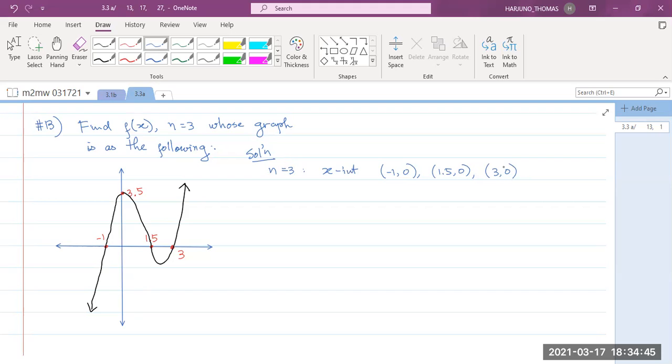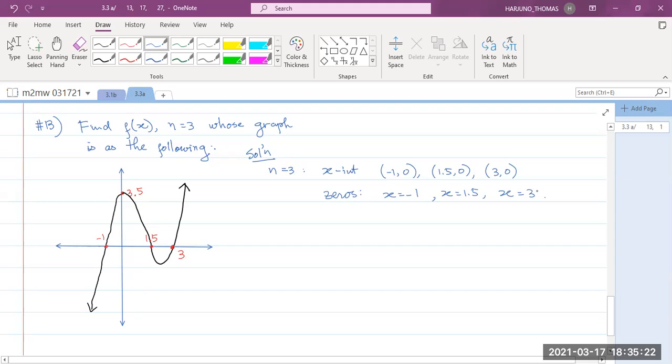But because we have 3 x-intercepts and they told us the degree is 3, then it must be simple multiplicity for each. Each of them has to be degree 1, because the degree of the polynomial is 3, so it should have only 3 zeros: x equals -1, x equals 1.5, x equals 3. Again, why must all the multiplicities be 1?